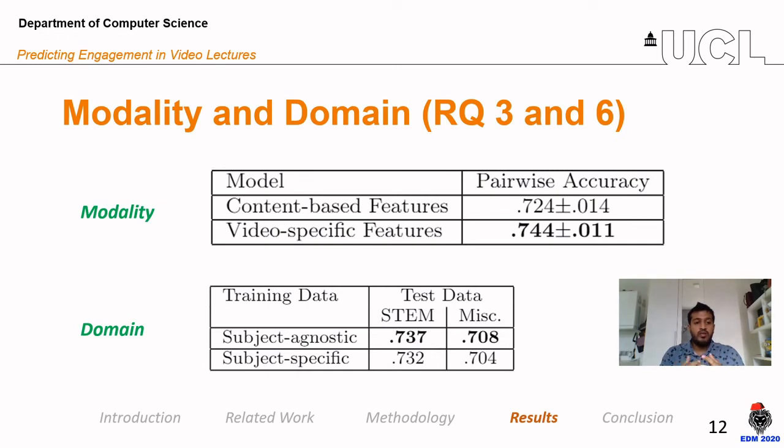In the second table below, we used data from lectures that belong to STEM subjects versus other miscellaneous subjects such as social science and business studies, and we built two different models for these two subject categories and compared them with a subject-agnostic model that trains on all the lectures regardless of the domain category they belong to. From this table, what you can see is that, contrary to separating the data into STEM and miscellaneous and training two separate models, if you use all the data and train one context-agnostic engagement prediction model, you achieve superior performance.